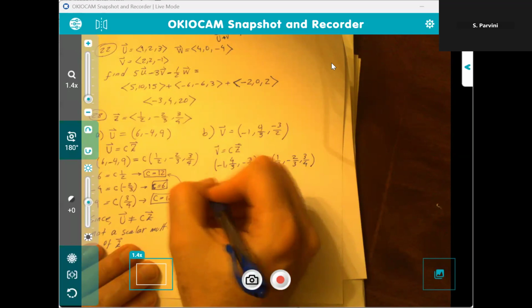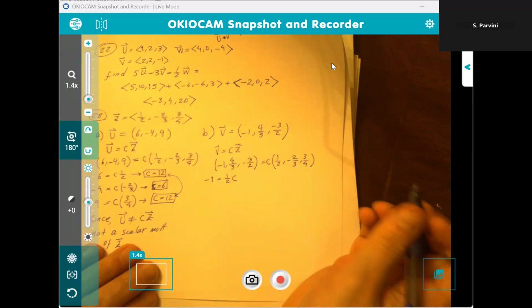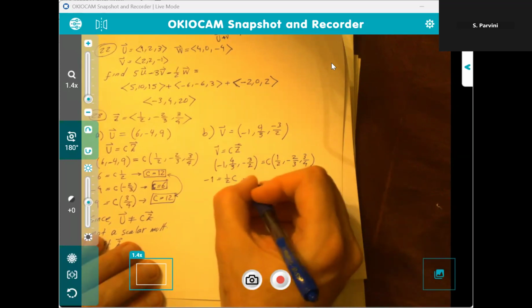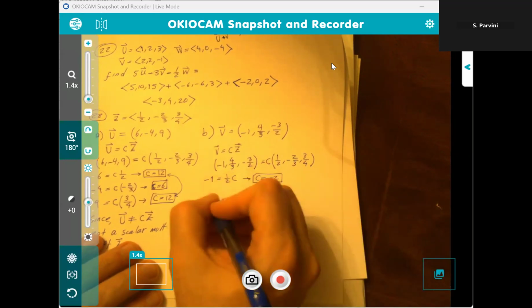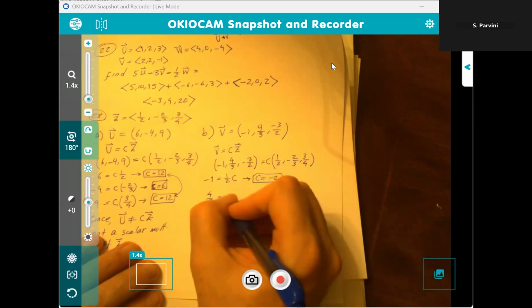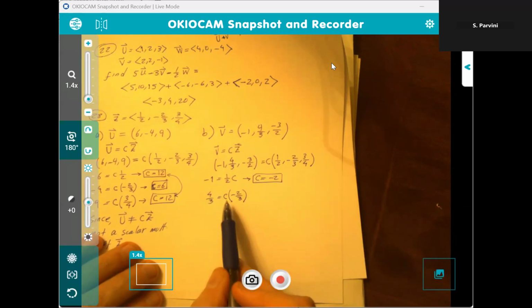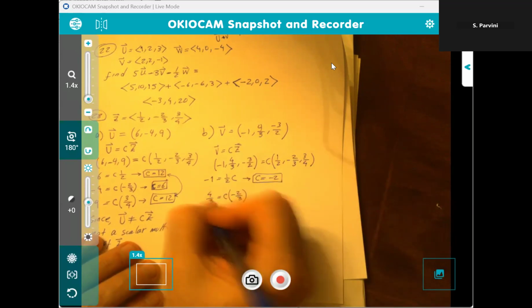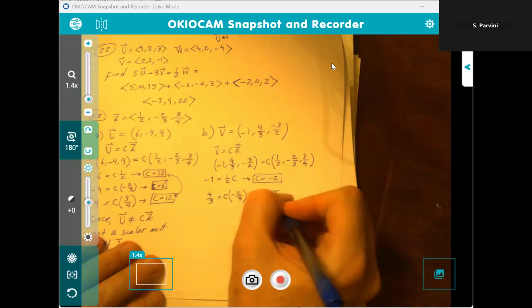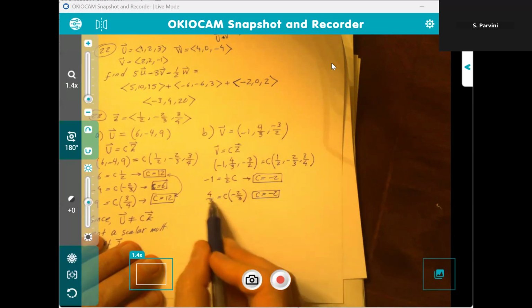Now match the components. The X component of V equals the X component of CZ. So from this, multiply both sides by 2. C is -2. For the second components, we have 4/3 equated with C times -2/3. To isolate C, I multiply both sides by the reciprocal, that's -3/2 on both sides. So C would be -2 again, right? -3/2 times 2/3, negative times negative is positive. The 3 cancels, 4/2, -2.